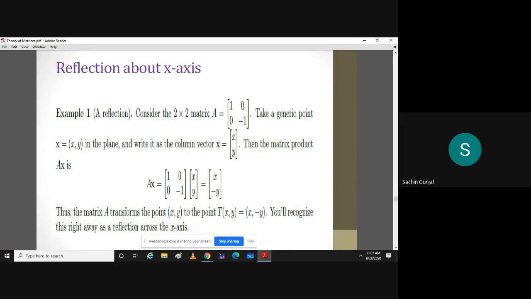So here there is a matrix of reflection. Consider the 2 by 2 matrix 1 0 0 minus 1 and take a point x comma y in a plane and write it as a column vector xy. If you do the transformation Ax, that is 1 0 0 minus 1, your resulting vector is x comma minus y, and that is called reflection about x-axis, and this matrix is called a reflection matrix. So write down this matrix. This is easy, isn't it?